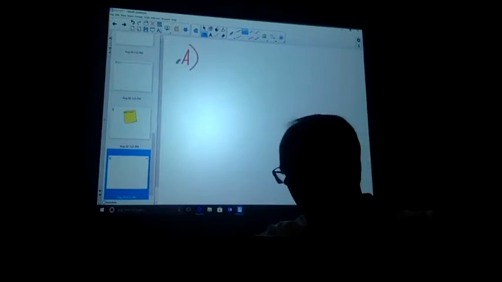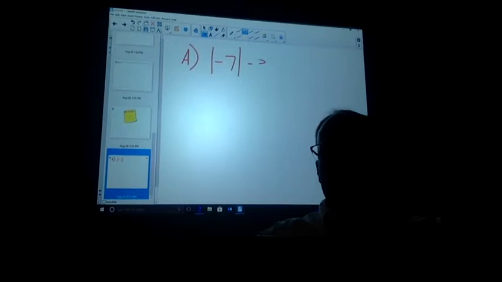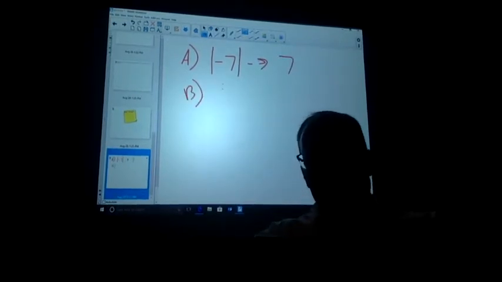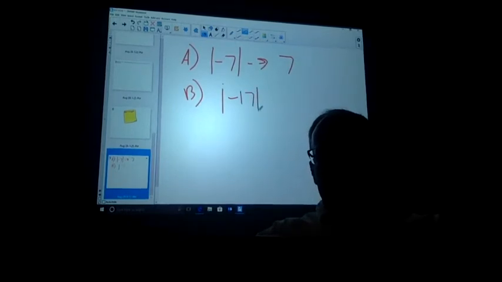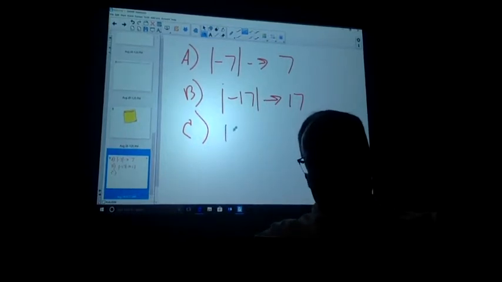All right, letter A, they just have this. Absolute value of 7. So what's the answer to that? 7. Good. B, we have absolute value of negative 17, so that has an answer of just 17. C has 16, so absolute value of 16 is 16. Subtract absolute value of negative 16. 16, so then I get 0.